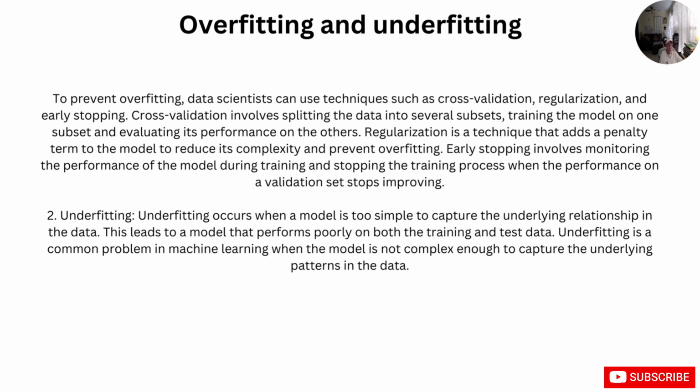Number two, underfitting. Underfitting occurs when a model is too simple to capture the underlying relationship in the data. This leads to a model that performs poorly on both the training and test data. Underfitting is a common problem in machine learning when the model is not complex enough to capture the underlying patterns in the data.